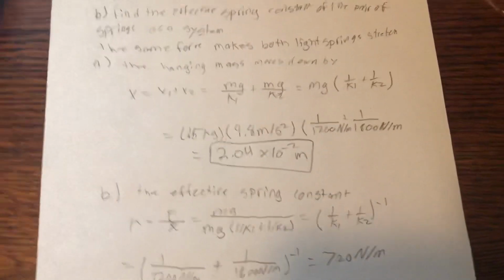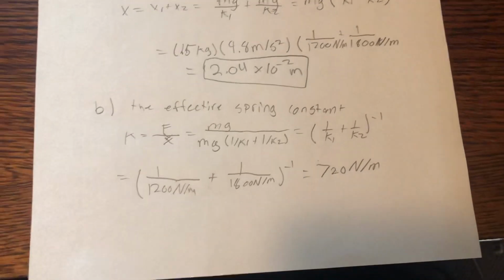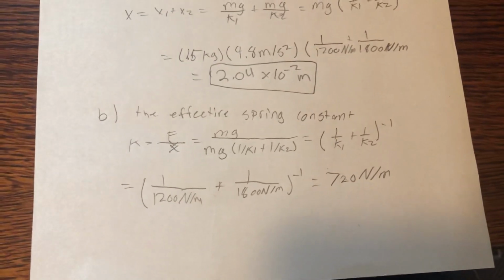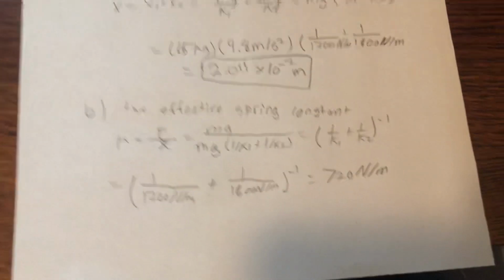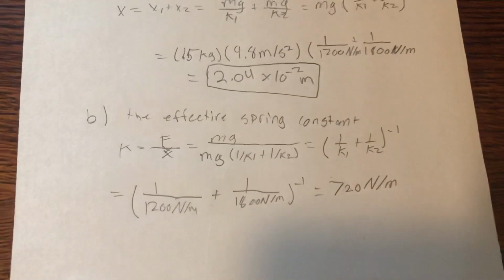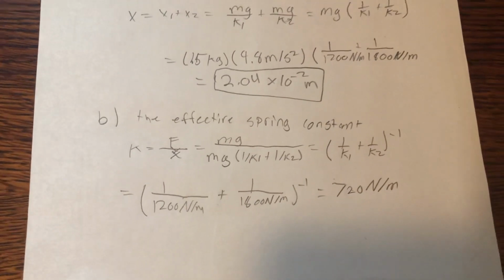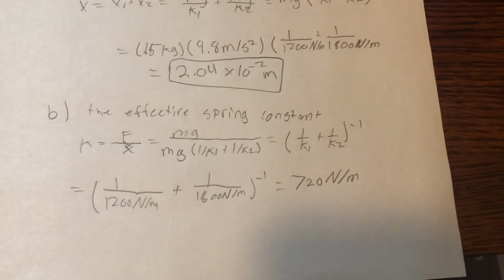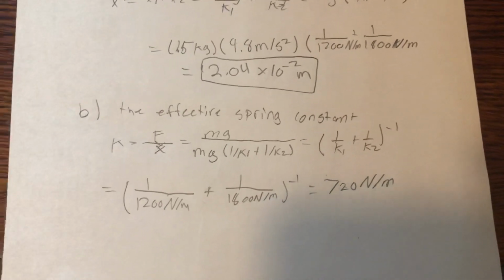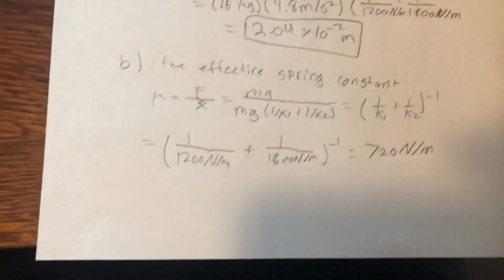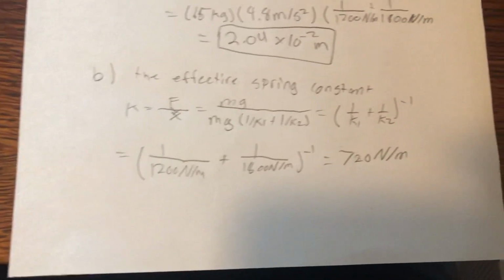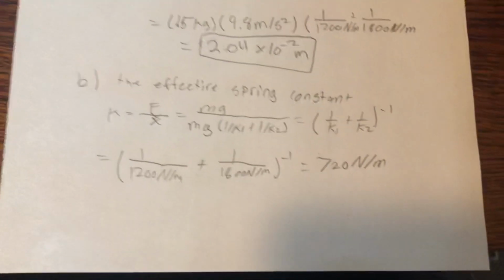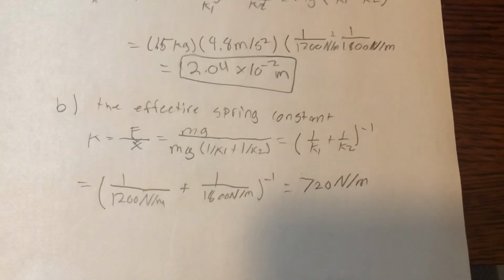And then for the effective spring constant, I use the equation k is equal to F over x, which is then equal to mg over mg times 1 over k1 plus 1 over k2, which is then equal to 1 over k1 plus 1 over k2, all to the negative 1. And then I inputted the values and found 720 newtons per meter.